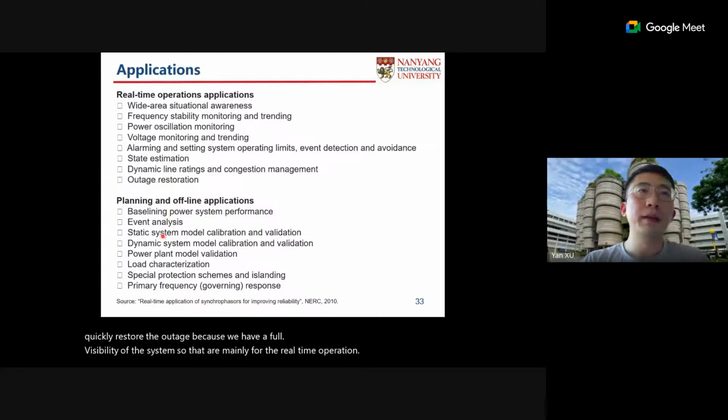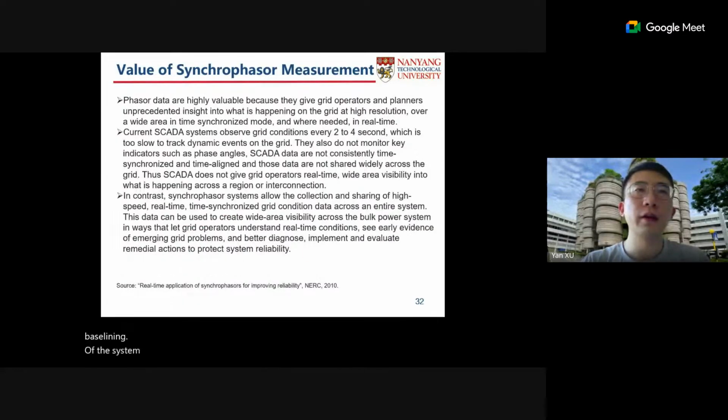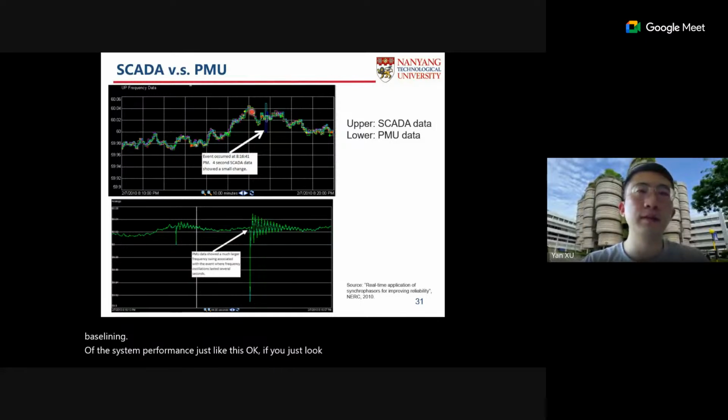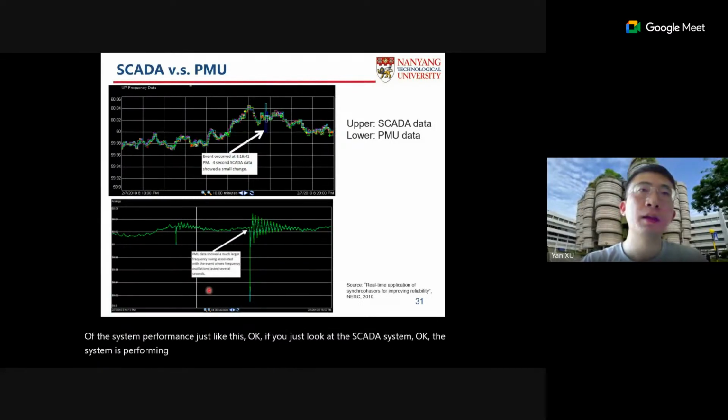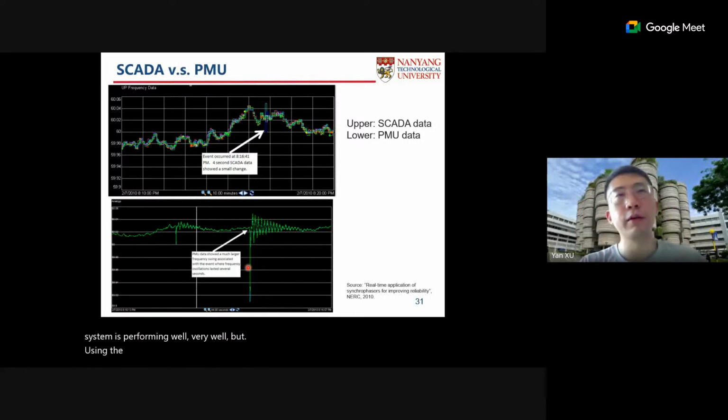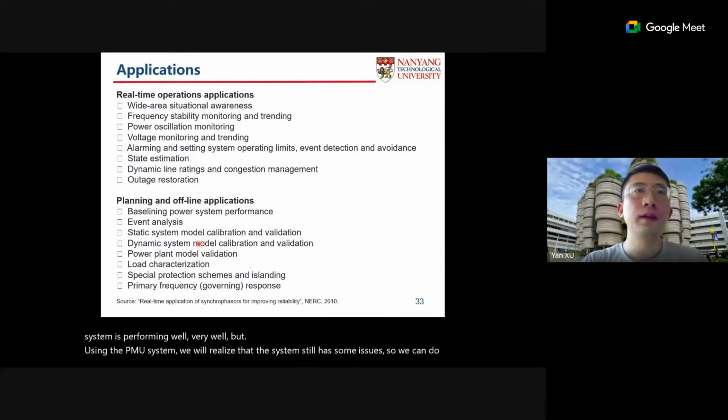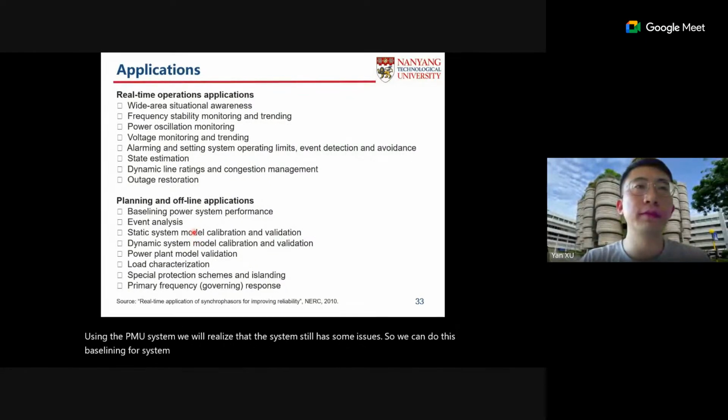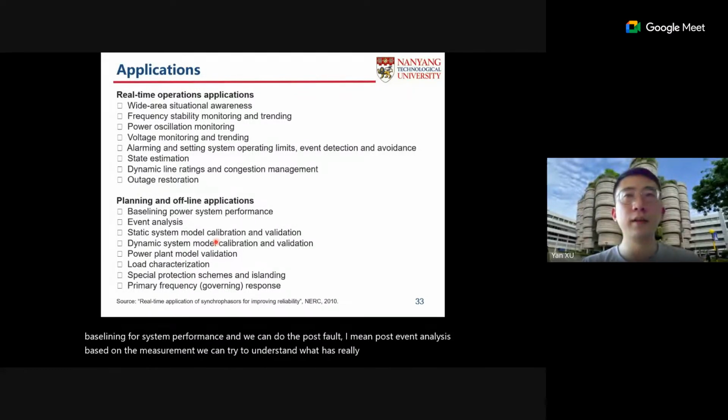And the offline application or the planning application, what can we do? Certainly we can do the baselining of the system performance. Okay, if you just look at the SCADA system, the system is performing very well, but using the PMU system, we will realize that the system still has some issues. So we can do this baselining for system performance. And we can do the post-fault, post-event analysis. Based on the measurement, we can try to understand what has really happened. Was this a frequency oscillation caused by a short circuit fault or malfunctions or what else?